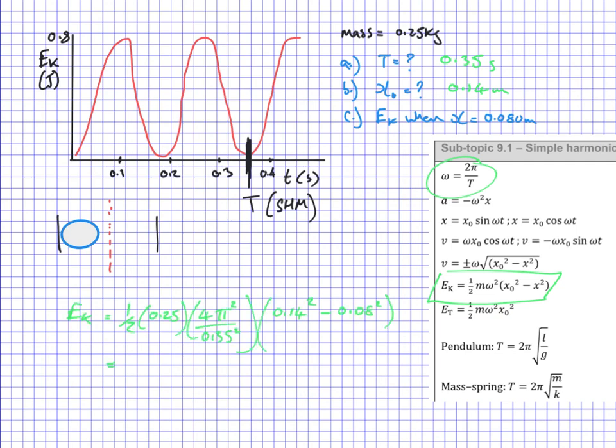So let's go ahead and plug it all in. So here we have it. We've got 1/2 the mass, and then our omega squared, which we've substituted in for 2 pi over T squared, and then the x naught, which is the maximum displacement squared, minus the displacement that we're interested in squared. So this is going to tell us the kinetic energy of this object as it's bouncing around back and forth. The maximum displacement is 0.14, so this ball moving back and forth, the maximum displacement would be from the end to the equilibrium. We would be interested in the EK at a certain distance from that equilibrium. And so when we plug this in, we get a total of 0.53 joules.